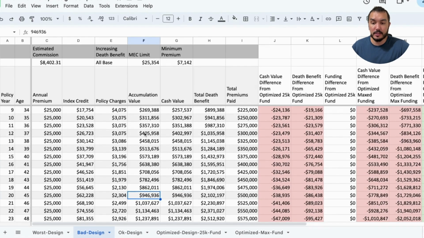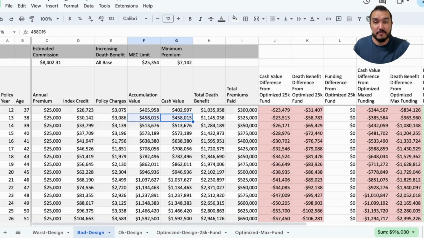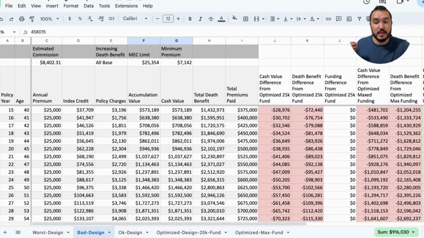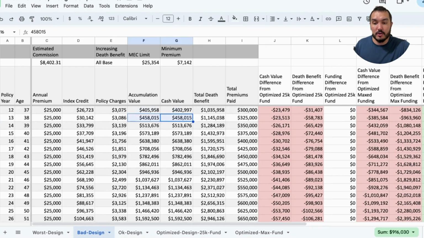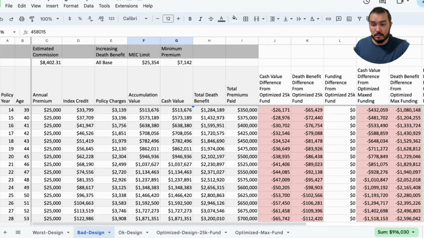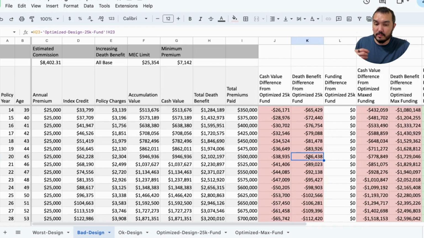That actually happens at year 12 or 13, which is where those surrender charges are, where the insurance company is recouping their commission and their expenses for putting this policy in force, like the health assessment. All those things get recouped by year 13. So that's where accumulation value and cash value will equal. But we've got 946,000 in cash value, and that's 38,000 less than the optimized design, and $86,000 less than the death benefit for that optimized 25K fund.